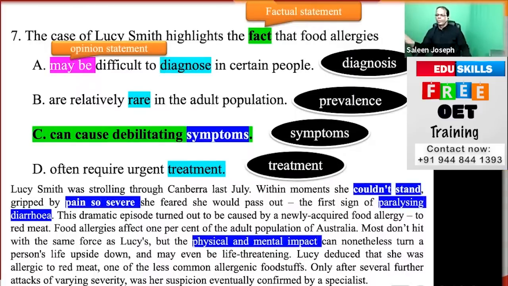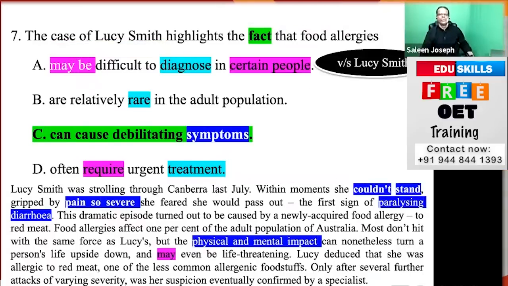As you go through the text, you should be able to identify out of these four which the sentence speaks about. And one more tip I am giving you, since the first two sentences speak about pain so severe, paralyzing, couldn't stand, those are all our symptoms. If the topic sentence, first one or two sentences speak about symptoms, the whole paragraph will speak only about symptoms. The answer must be symptoms. That's another clue for you.